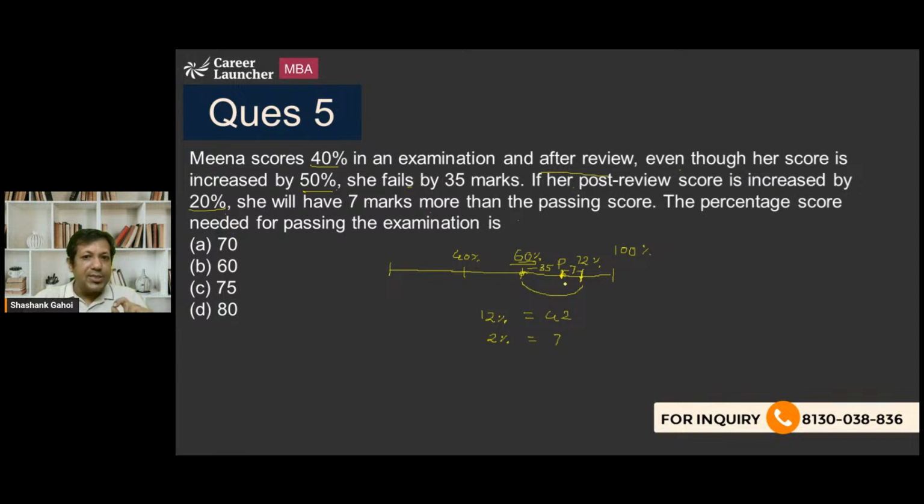Now I can replace this 7 with 2%. So passing marks are 2% lesser than 72%. It means passing marks should be equal to 70%, and that's going to be option A. So that's how we are going to solve this question without making a lot of equations, without choosing a lot of variables. Just by drawing a number line, we can easily solve these kinds of questions, and we don't need to worry about them. Easily we can get the answer. Now let's move on to the next one.